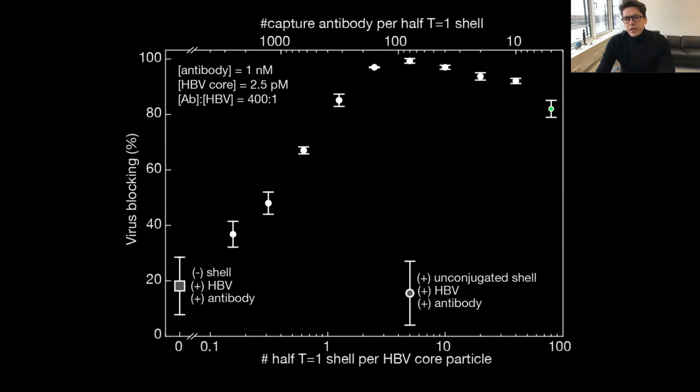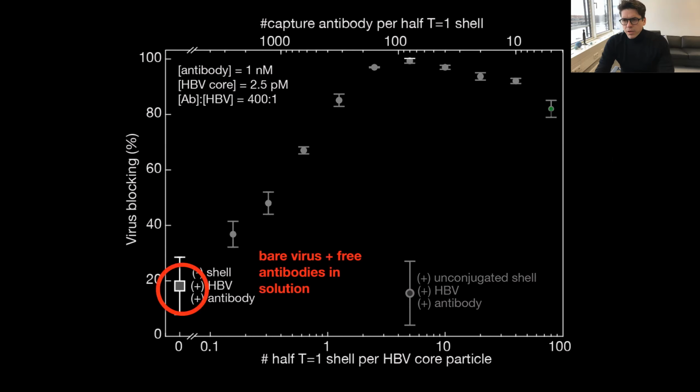And the number of antibodies which we use per half shell is also given here. So let's look at all data points. The first data point is where we just had antibodies and the hepatitis B virus capsids in solution. In these conditions, we have about 1 nanomolar of the hepatitis B binding antibody and 2.5 picomolar of the hepatitis B core capsid, which means the antibody is in a 400 to 1-fold excess over the capsids.